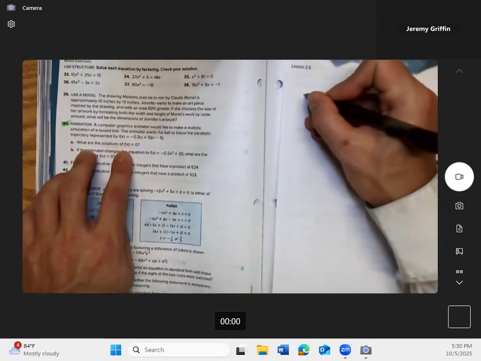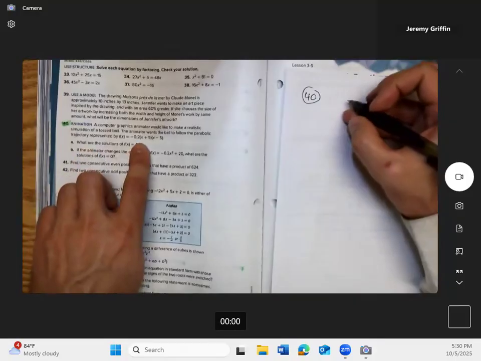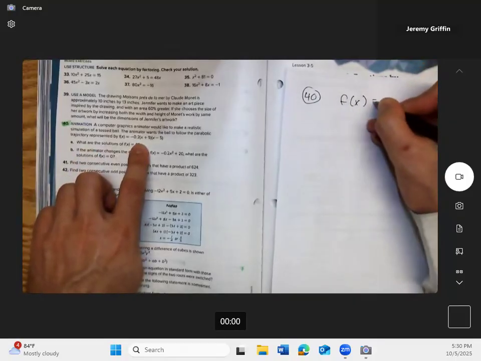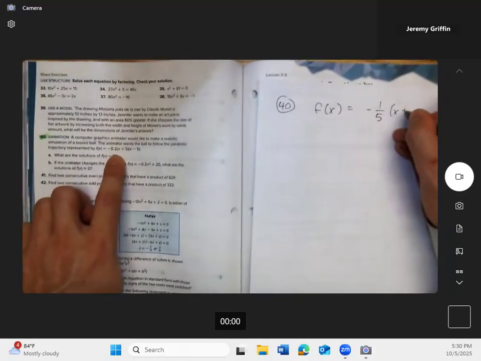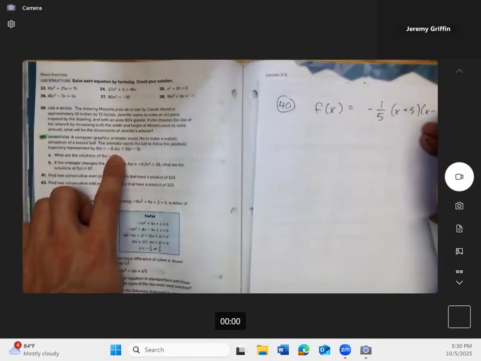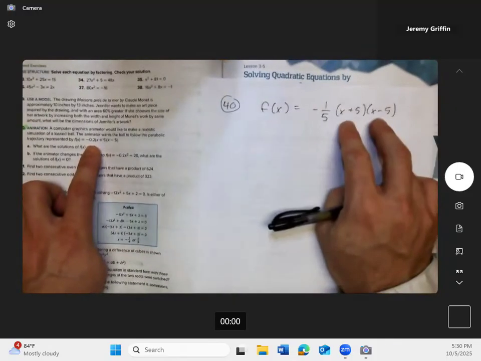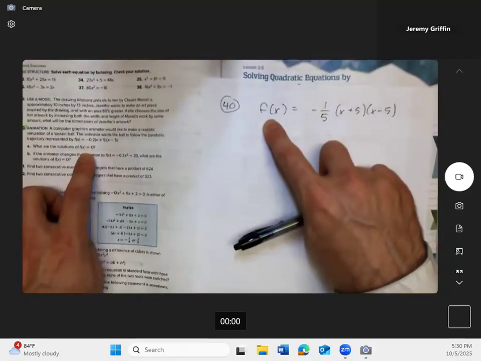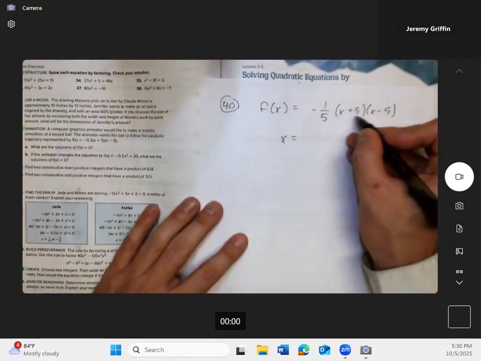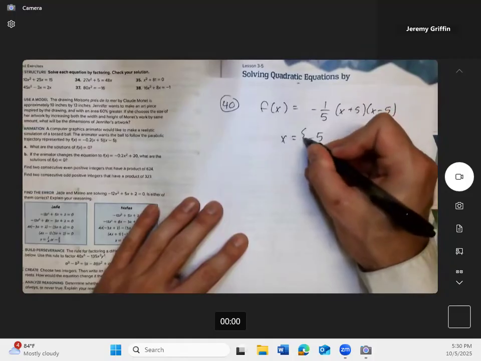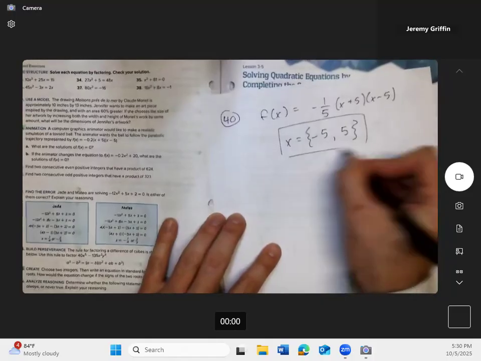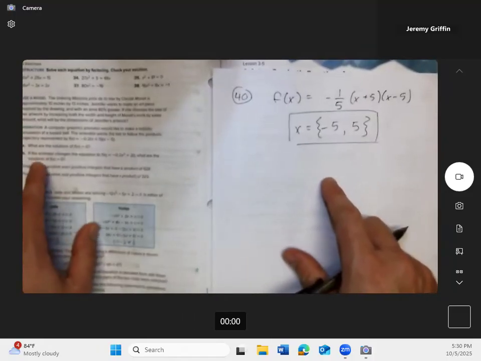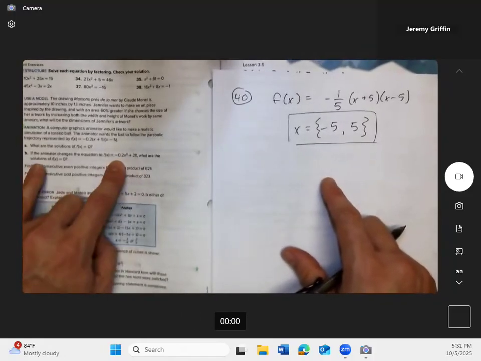The animator wants the ball to follow a parabolic trajectory, represented by this equation here. What are the solutions of f of x equals 0? Well, luckily they gave it to you in factored form, so you can see it right away. f of x equals negative 1 over 5 times x plus 5 and x minus 5. What would it take for this whole thing to be equal to 0? Well, if x is negative 5 here or positive 5 here, either would zero out the whole equation. So that's it. If the animator changes the equation to this, now what are the solutions?